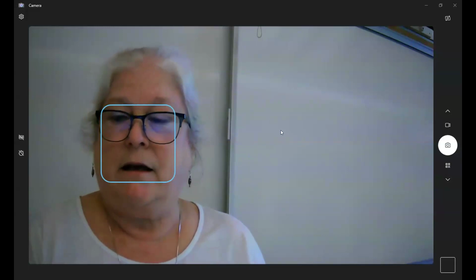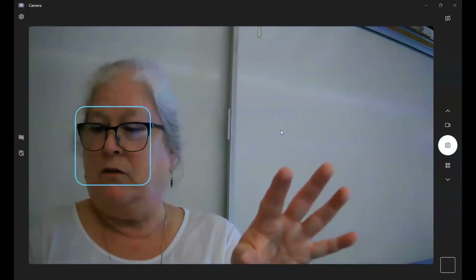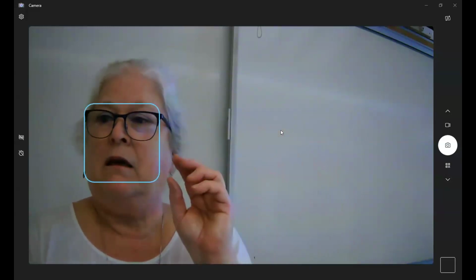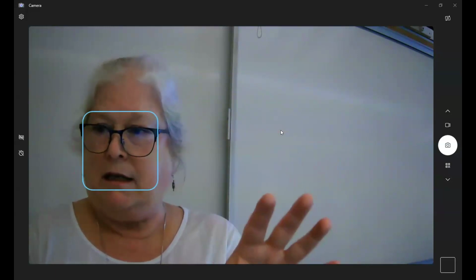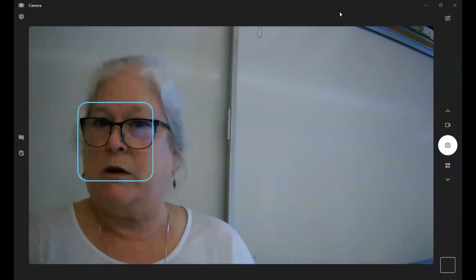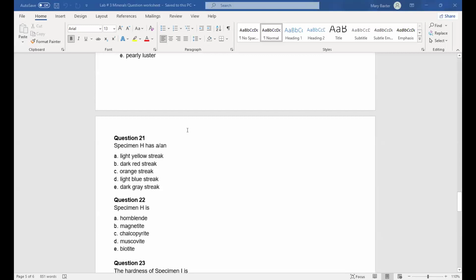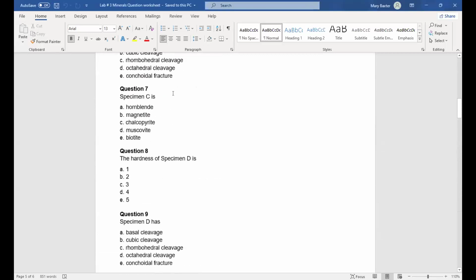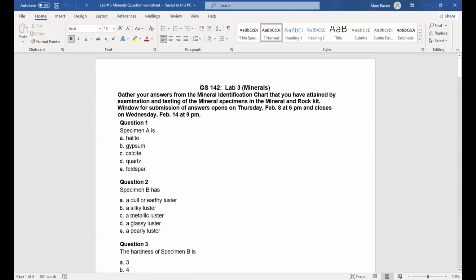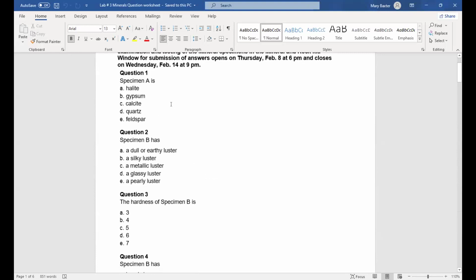So as I said, all the information on that chart, if you filled it out with me, should tell you everything you need to be able to answer the questions on the question worksheet, which is this document. Okay. So let's say specimen A. I just asked you, what is it? Now we came up with the fact that it was an alkali feldspar. Then you would just answer feldspar.